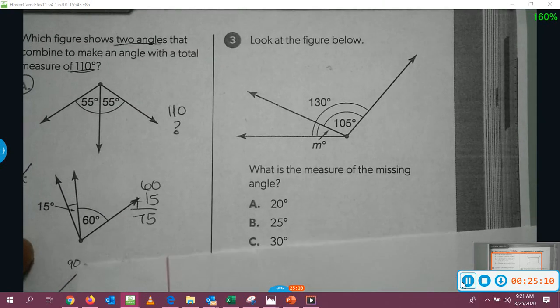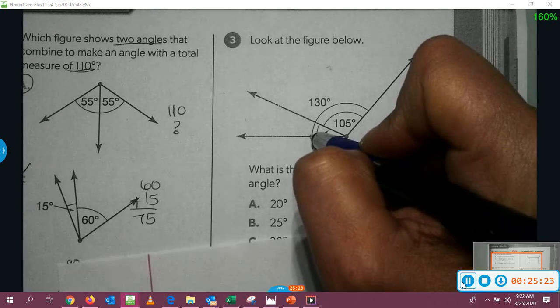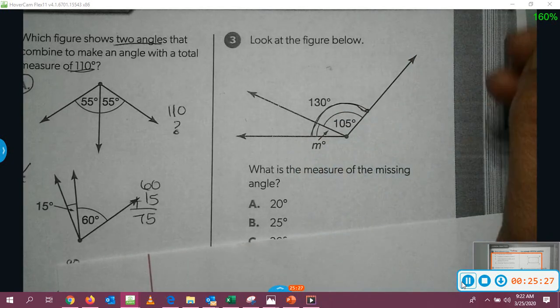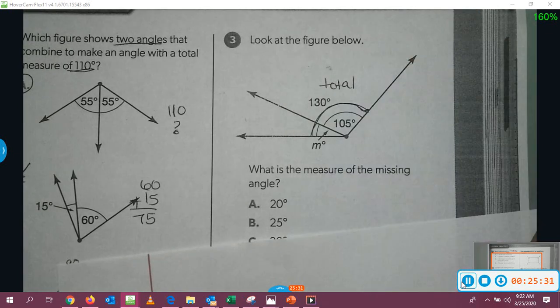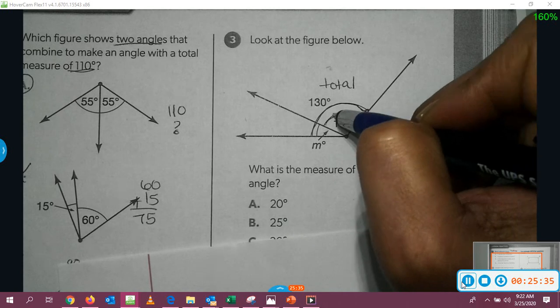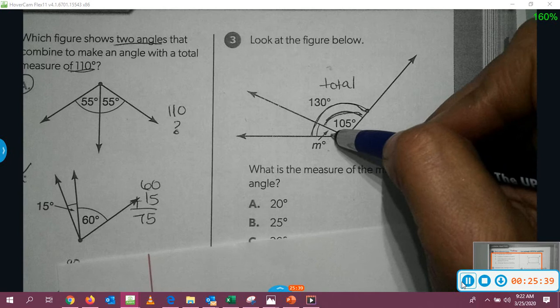Look at the figure below. What is the measure of the missing angle? So, the total of the angle is how much? This is the total. So, we know that is how much? 130. So, we know this is our total. Okay? We know the measure of this angle, which is how much? 105. And the missing angle is right here.